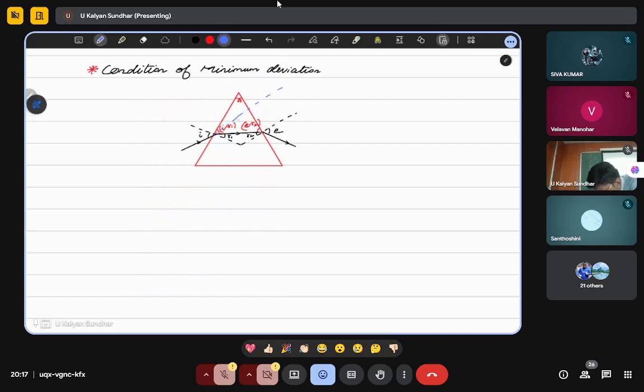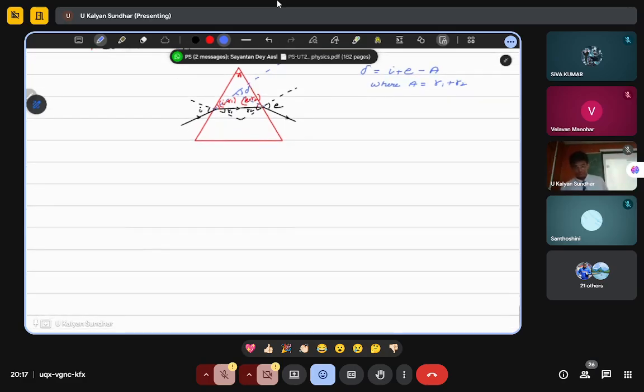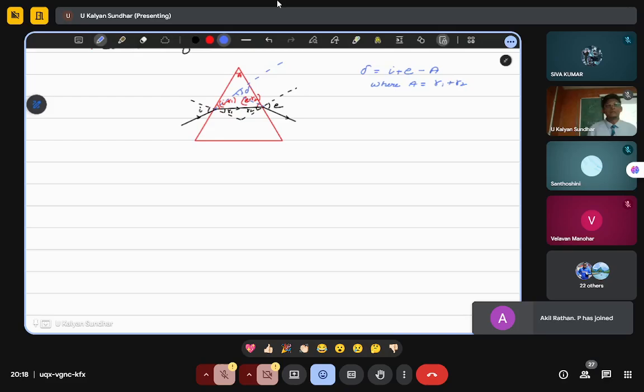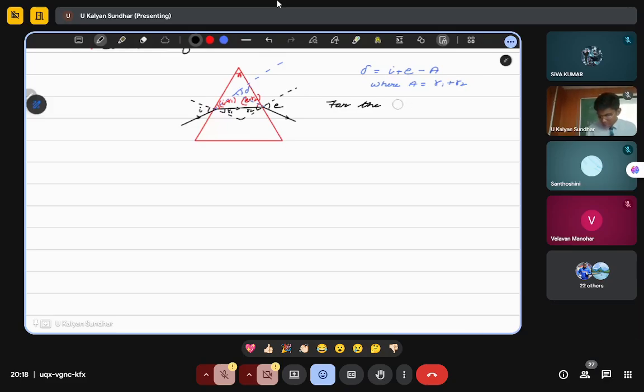Next, if you extrapolate this line, this will be your del value, right? So del value we already know: I plus E minus A, where A is equal to R1 plus R2. Correct, sir? Now, for the D minimum.